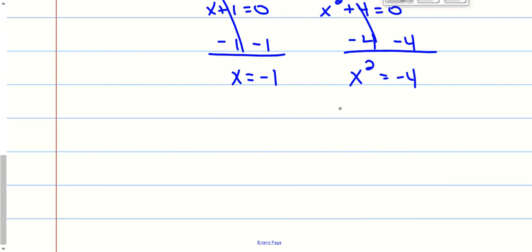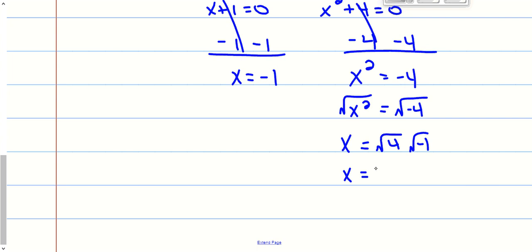We do need to take the square root of both sides, so the square root of x squared is equal to the square root of negative 4. So the square root of x squared is just x. But if I'm taking the square root of negative 4, remember you've got to break that down to the square root of 4 and the square root of negative 1. Well, the square root of 4 is plus or minus 2, and the square root of negative 1 is i. So really that gives us 2 answers, and I'm going to go ahead and write those separately as x equals positive 2i and x equals negative 2i.